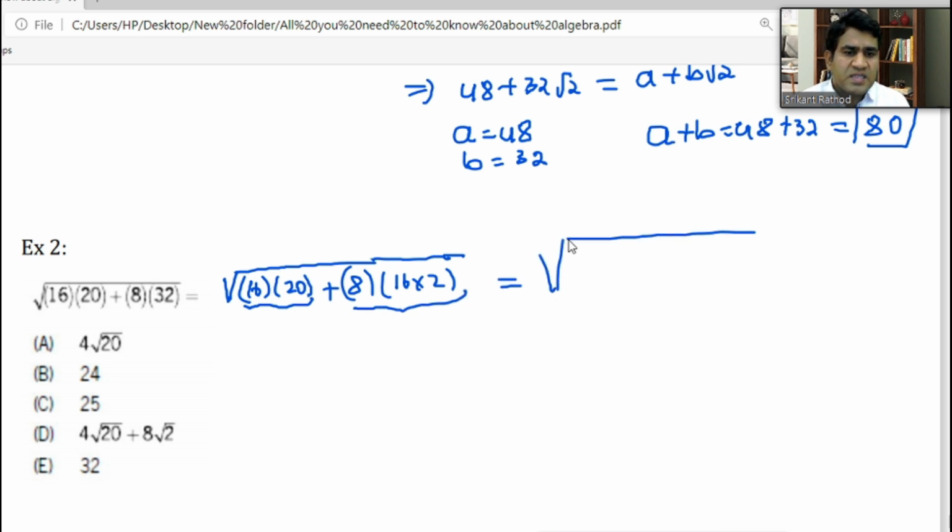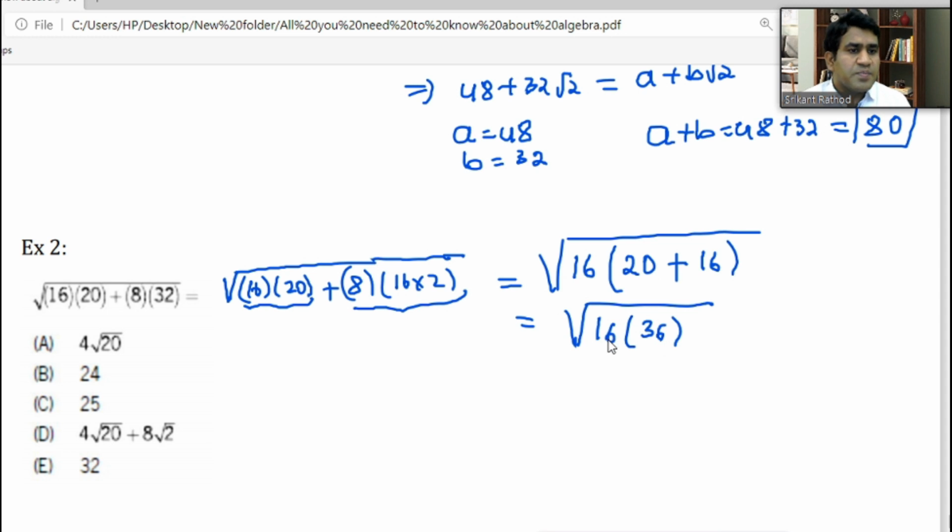The square root is as it is, and 16 is common, so 16 is taken common, then we are left with 20 plus 8 times 2. I took this 16 as common out, so 8 times 2 is left, that is 16, and here 20 is left in a bracket. So now in the bracket, 20 plus 16 is going to be 36.